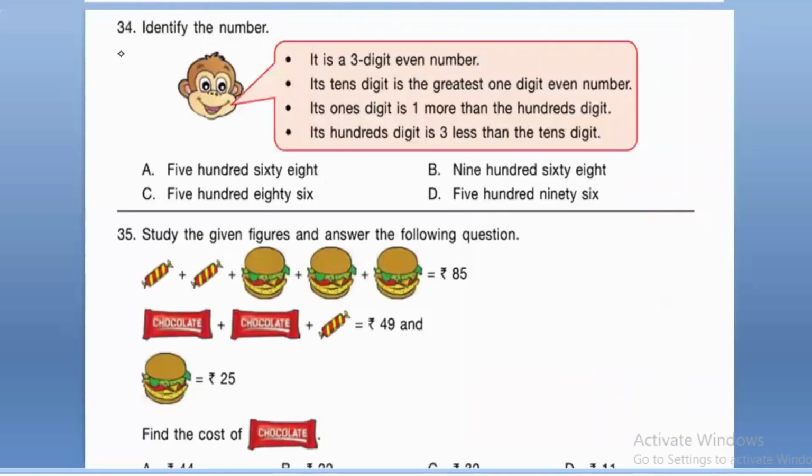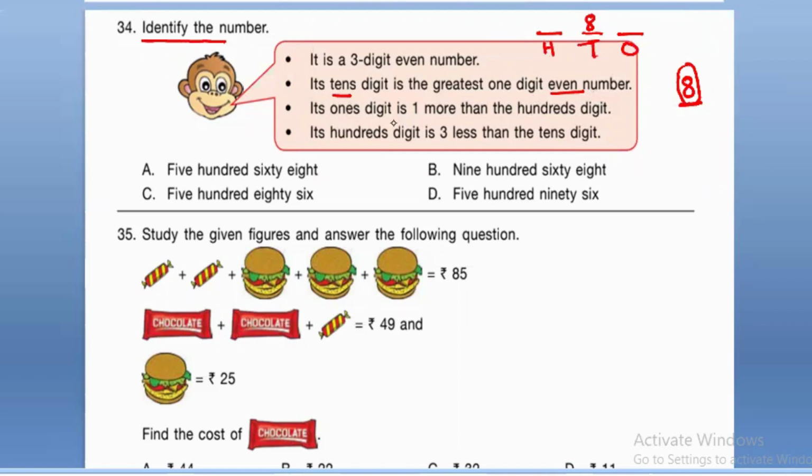Now, the 34th question that we have is, okay, so here you need to identify the number. It is a 3-digit even number. Now, its tens digit is the greatest 1-digit even number. I think you all know which is the greatest 1-digit even number? The digit 8. The number 8 is the greatest 1-digit even number. So that will be placed at the tens place. This is hundreds, tens, and ones. It should be here at the tens place.